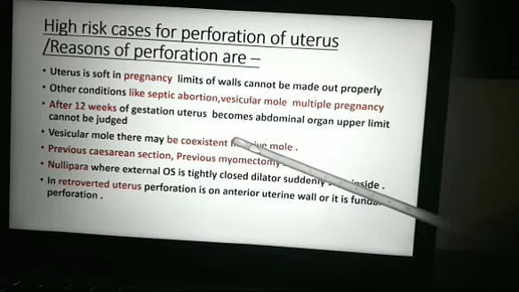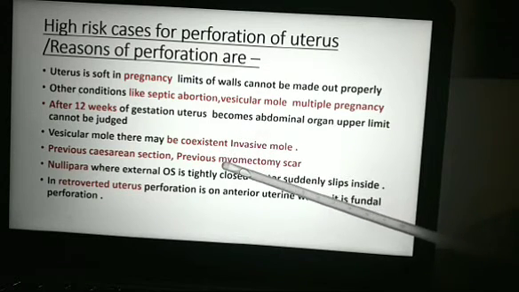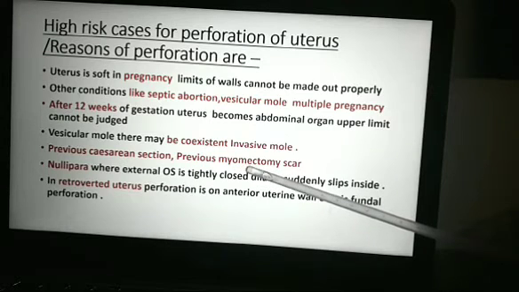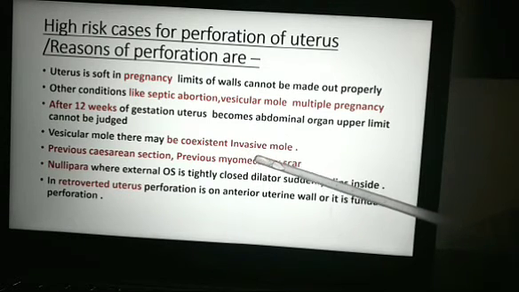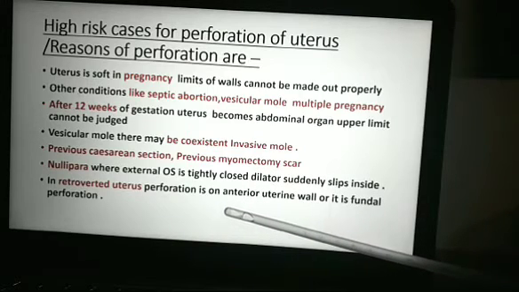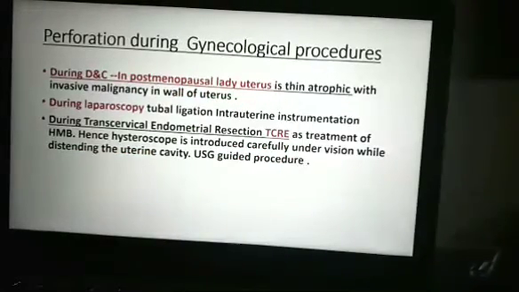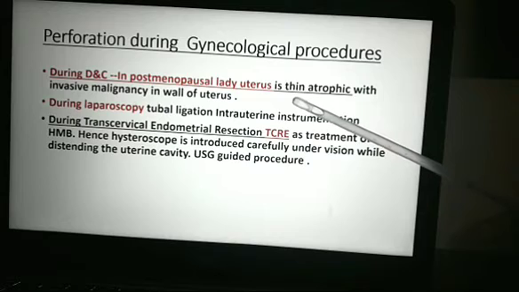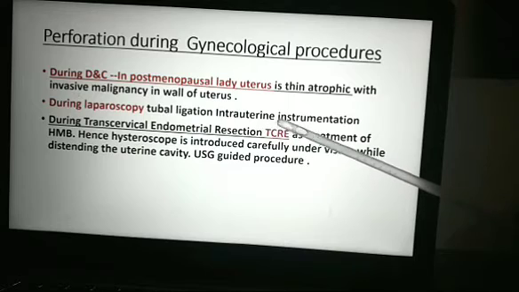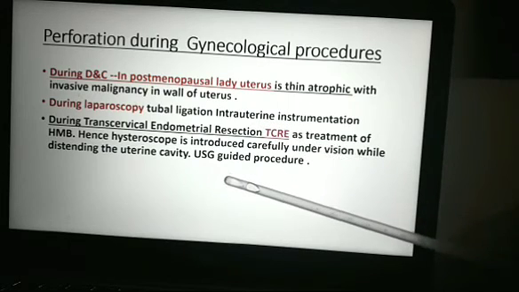Risk increases with pregnancy after 12 weeks also. Previous scarred uterus like cesarean section, myomectomy scar, coexistent invasive mole, there are chances of perforation of uterus. And retroversion of uterus, there are more chances of perforation of anterior wall of uterus because the direction is not straight line. The cervix and uterus are not in the straight line.